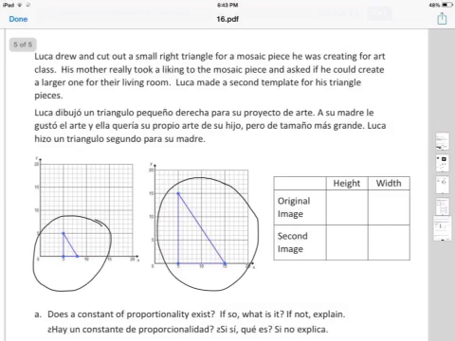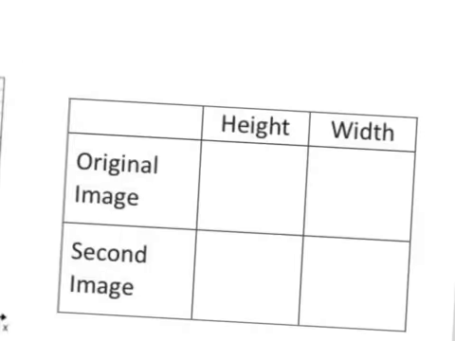So it says here, Luca drew and cut out a small right triangle for a mosaic piece he was creating for an art class. His mother really took a liking to the mosaic piece and asked if he could create a larger one, there's the larger one, for the living room. Luca made a second template, that's the second template, the larger one, for his triangle pieces. So now this is asking us here to fill in this chart.